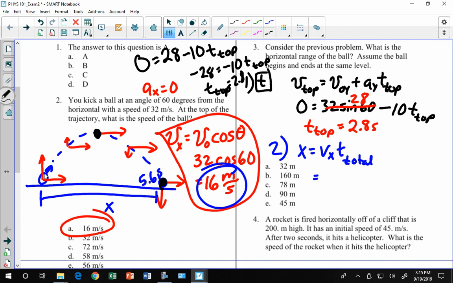Yeah, go ahead. So why on the left side we couldn't use y? Use x. On number 2, because I wasn't looking for the y range, I was looking for the x range. Because it says, what is the horizontal range of the ball? Because it asks for the horizontal range, that's x. If I was asking for the vertical range, then yeah, you're right, it'd be y. I mean, like for the speed of the ball, we couldn't use y. Can you repeat your question? I'm not sure I understand.